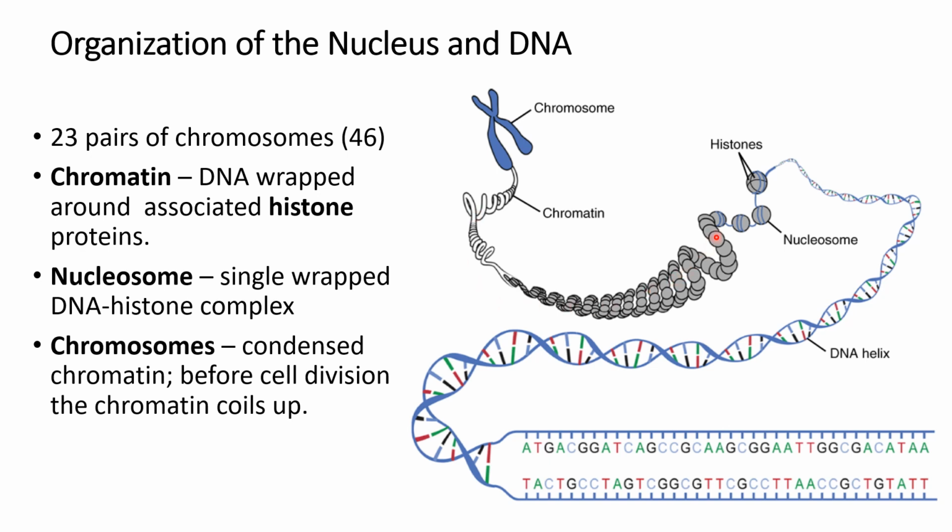If we zoom in even further, we see that our DNA is wrapped around proteins called histones. So one complex of DNA around a histone protein is called a nucleosome that we see here. And if we zoom in even further, we can see our pairing rules. A pairs with T's, C pairs with G's. Those are our nitrogen bases of DNA.